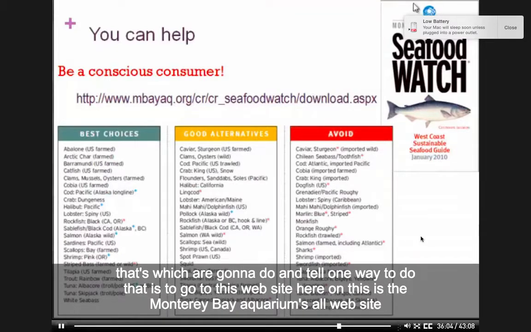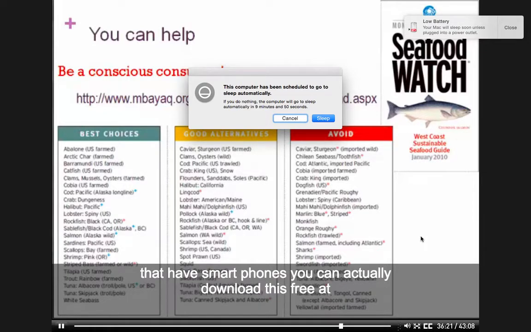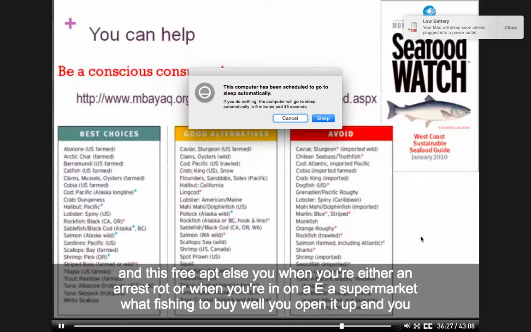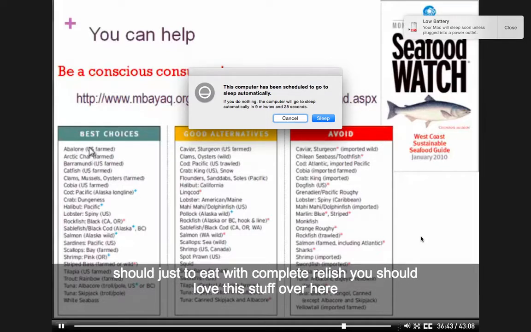And one way to do that is to go to this website here. This is the Monterey Bay Aquarium's website, and it's their Seafood Watch Guide. You can actually get a card that you can put in your wallet or in your purse, or even better, for those of you that have smartphones, you can download this free app. And this free app tells you, when you're either in a restaurant or in a supermarket, what fish you should buy. Well, you open it up and you look at the best choice list over here. These are all of the fish and other animals that you should just eat with complete relish.